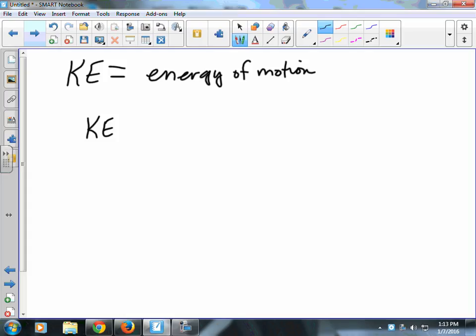Okay. So even molecules have kinetic energy because they're doing this. We can't see it, it's shaking, but they're doing that, right? In this table, they're doing this. In the air, they're doing that, right?